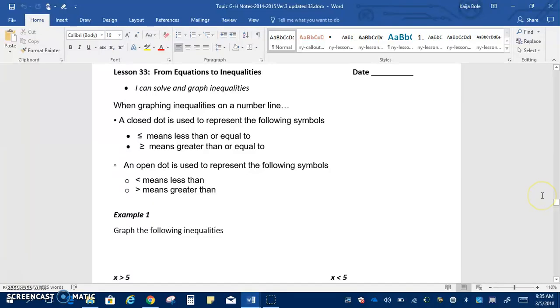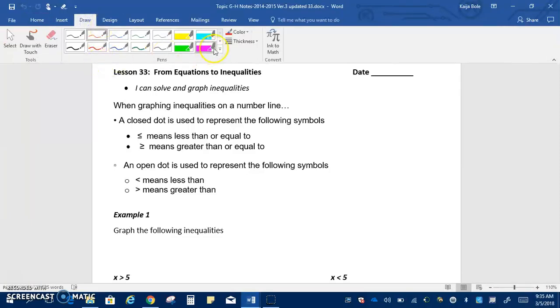So I know the top of the page looks a little different than what you have, but there are a few things here that I'd actually love for you to write down. When it says graphing inequalities on a number line, a closed dot is used to represent the following. So I want you to put a closed dot and then put these two symbols. This is less than or equal to and greater than or equal to. Also, for an open dot, you're going to put these symbols, less than and greater than. Go ahead and take a second and write those down just in the blank space at the top of the paper.